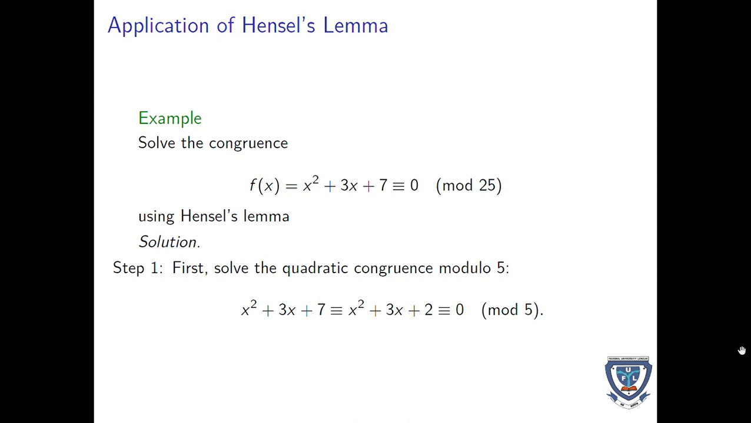Solution. Step 1: you will discover that the modulus 25 can be written as a product of primes. In this particular case, it can be written as 5 raised to power 2. Therefore, we start with modulo 5. And if it is true for modulo 5, it will also be true for modulo 5 raised to power 2. So, reducing the given polynomial, we are going to have x squared plus 3x plus 2 equal to 0.